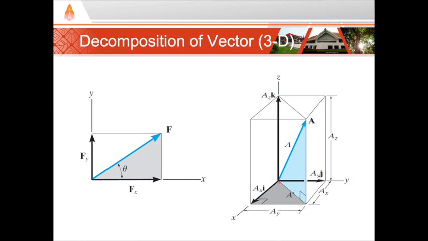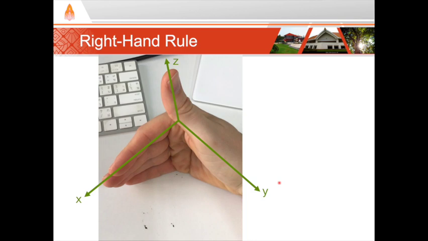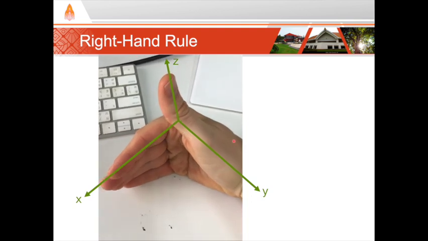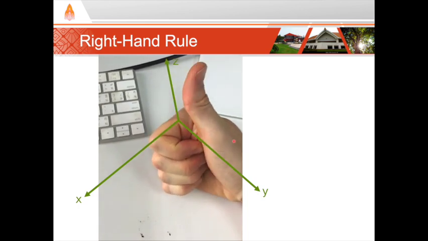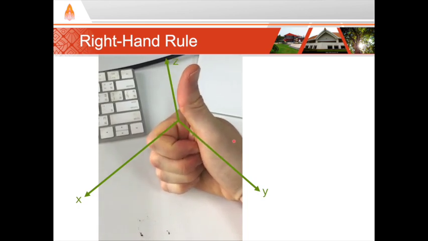Throughout physics, the z-axis is defined using the right-hand rule. In the right-hand rule, we start with our right hand. Then we point our fingers in the direction of the x-axis. Then we curl our fingers back towards the arm. The thumb will point in the positive z-axis direction, just as is shown in this video. You can try it yourself.